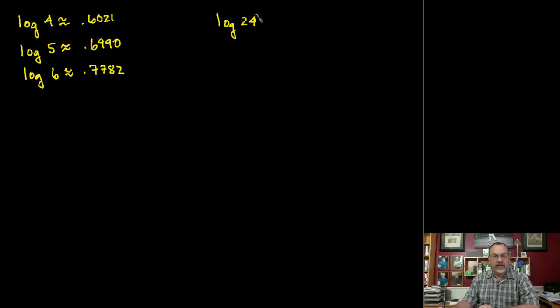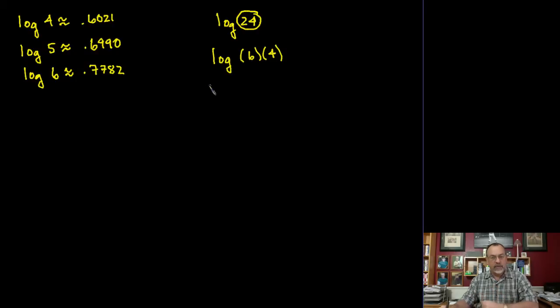In other words, what I need to do is to change this 24 into a multiplication or division problem using these numbers here, 4, 5, or 6. So any combination of those, if I can change it into a multiplication or division problem, then I can apply the properties of logarithms. So I can change 24 into 6 times 4 because 6 times 4 is 24. So I can change this into 6 times 4.